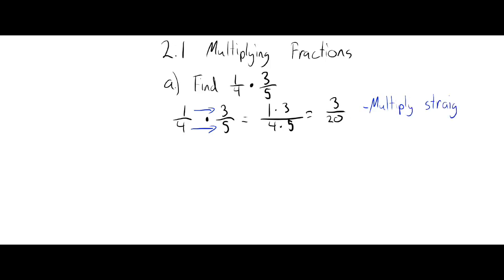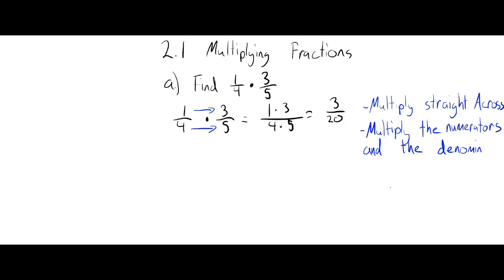This cannot be simplified. Remember, there's a couple tricks to simplify before you multiply, but we multiplied straight across, and even still, this cannot be simplified. So 3/20 is the answer. And the trick here is we multiply straight across, or you can think of it as you multiply the numerator, which is the number on top, times the other numerator, and then the denominators, which is the number on bottom. So 1 times 3, 4 times 5.